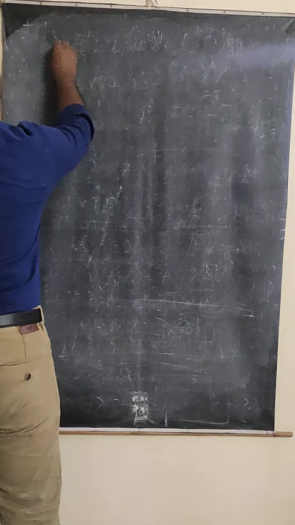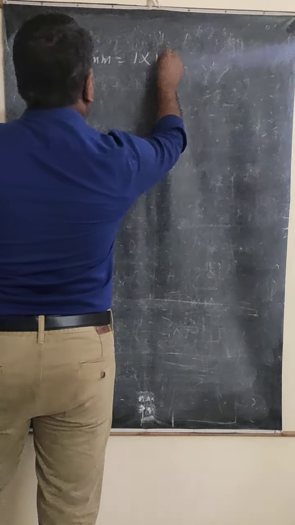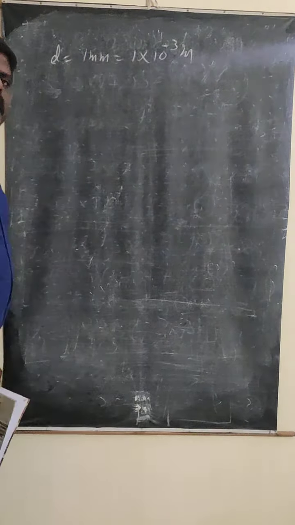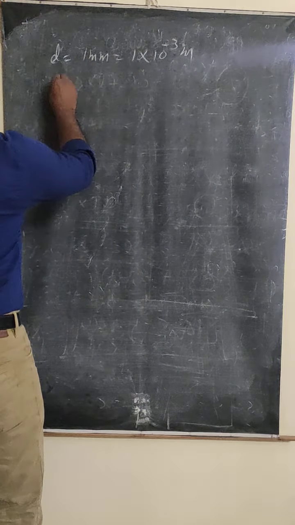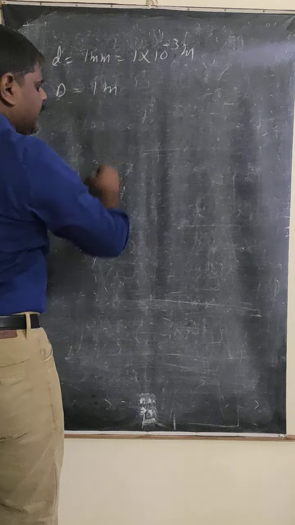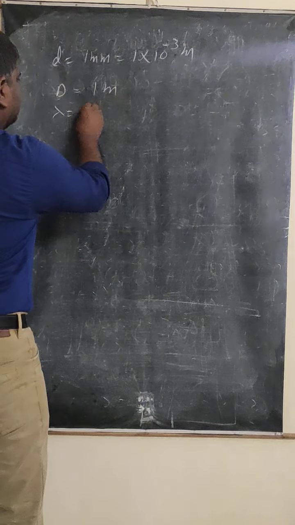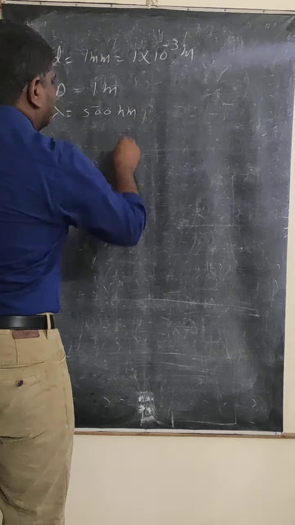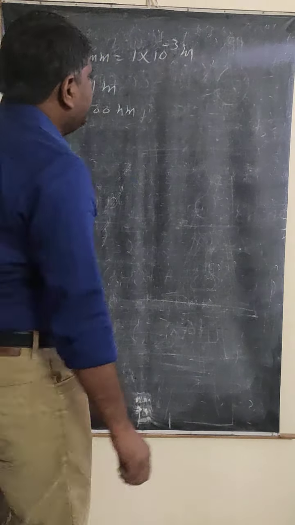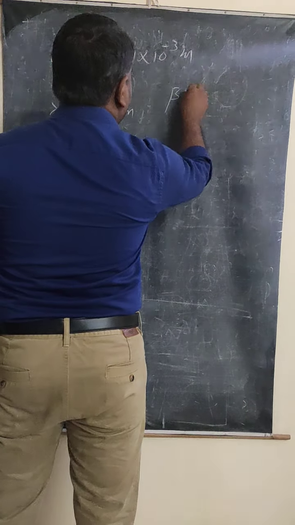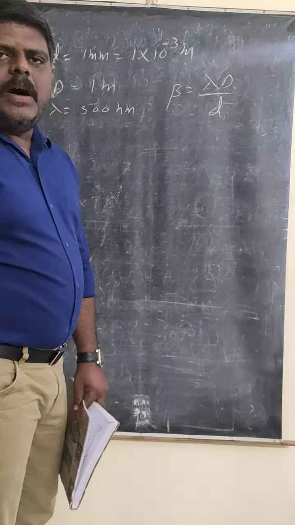Small d is given as 1 millimeter. That means 1 into 10 power minus 3 meters. Before substituting the values, you need to convert into the same units. The distance of the screen, capital D, is given as 1 meter, no need to change, it is already in SI units. And the wavelength lambda is given as 500 nanometers, that means 500 into 10 to the power of minus 9. And what is the formula? The fringe width beta is equal to lambda into capital D by small d. This is the formula.